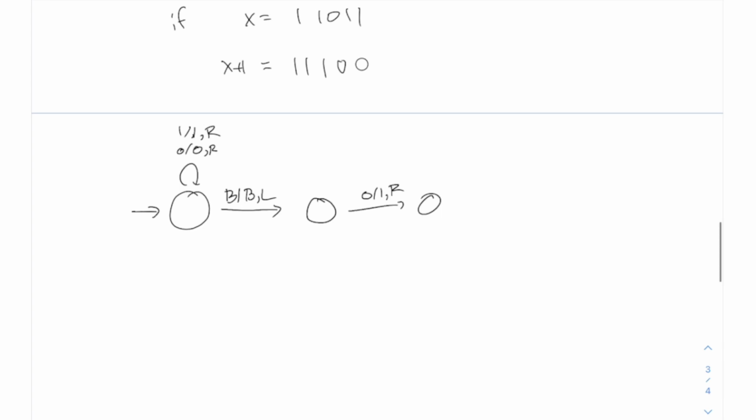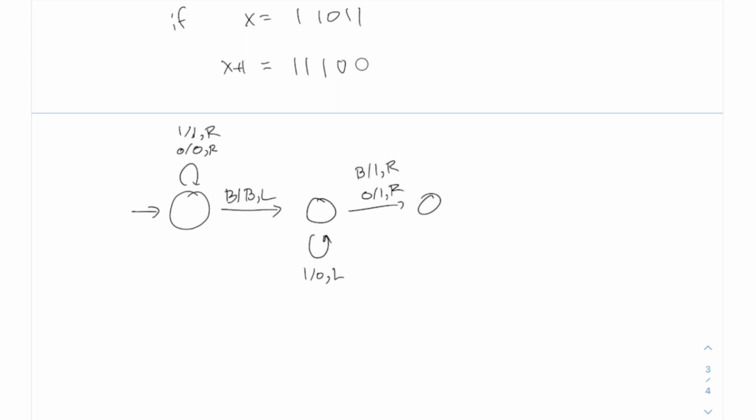All of that sounds a little complicated, but check it out. That's just this. If you see a 1, you make it a 0 and move left, and you just keep on doing that until eventually you see a 0, you make it a 1, and you move right. That's all there is to it. One slight technicality is this. I'm going to also put blank, 1, R there.